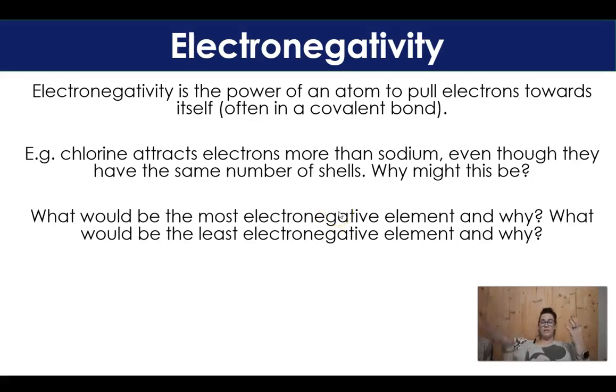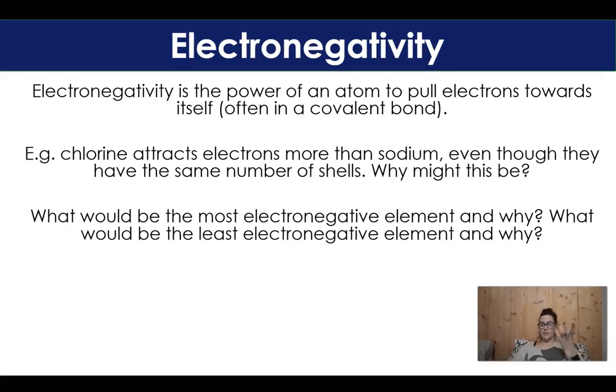That's because it really wants that extra electron because it is in group 17, so it has 7 valence electrons. And it also is the smallest in that group, so it's going to have the greatest pull on those valence electrons from the nucleus. So it is the most electronegative.